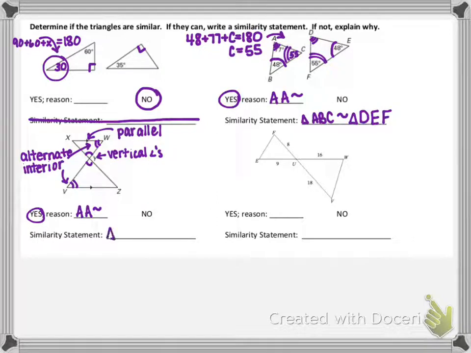And then we'll start with triangle, let's just go with WXY, similar to triangle... Let's see, W matches up with V, X matches up with Z, and Y matches up with Y.